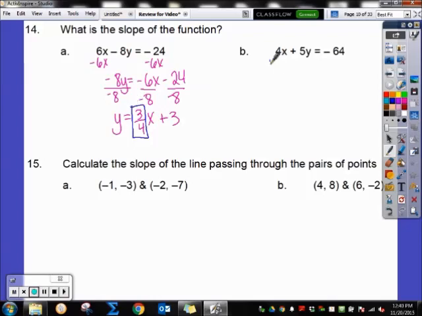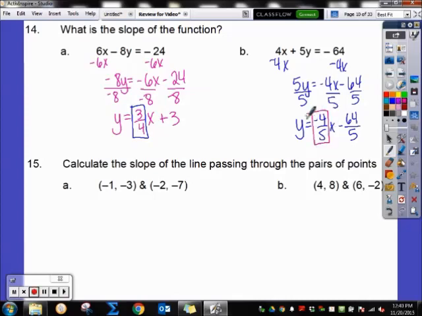Over here, we're going to do the same thing. I can't reduce this fraction, so my fraction is just -4/5.